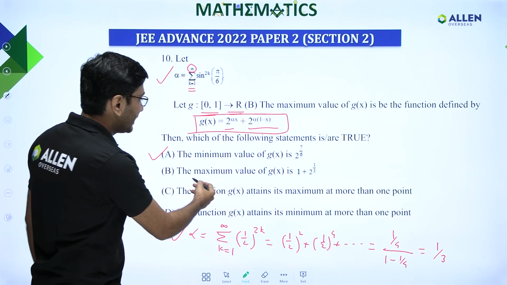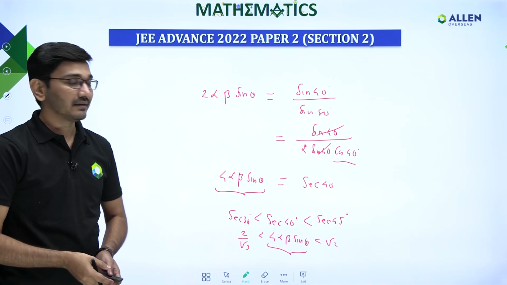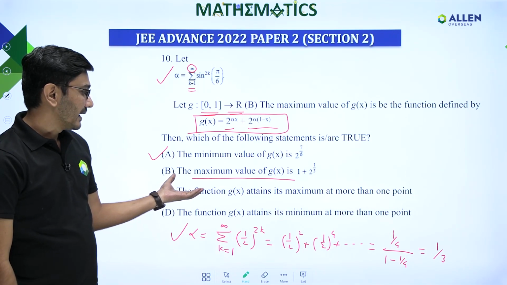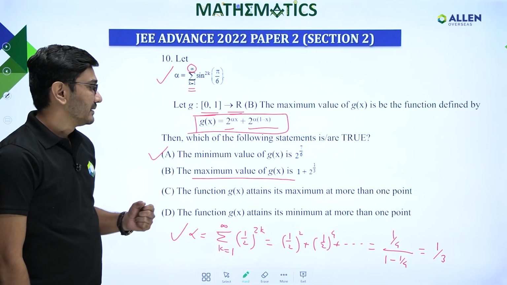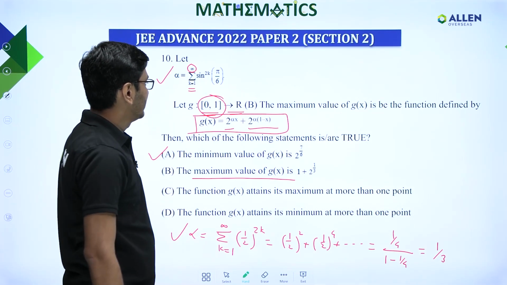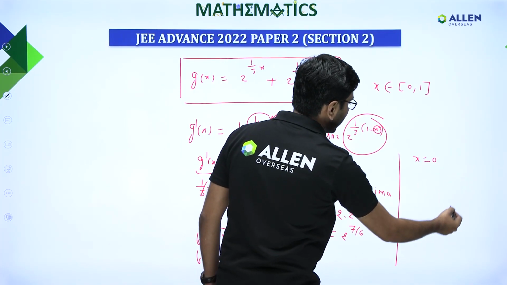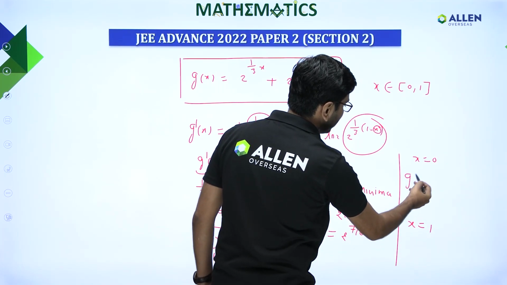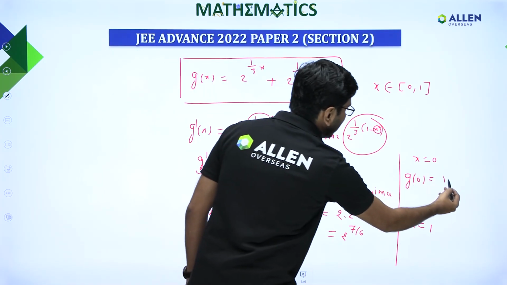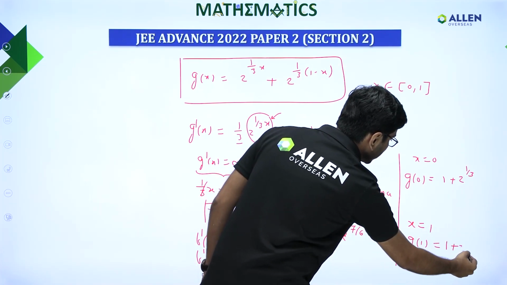Now, just look at the maximum value of g of x. As we got after the derivative only one point where the derivative is 0, I would say that I am getting only one point of minima. But what about maxima? Because this function is defined on the domain 0 to 1 only, let us calculate its value when x equal to 0 and when x equal to 1. So, g of 0, how much do we get? If I put x equal to 0, I will get this as 1 plus 2 raised to 1/3, and g of 1 also I will get 1 plus 2 raised to 1/3.